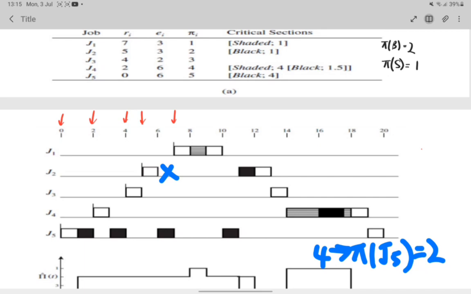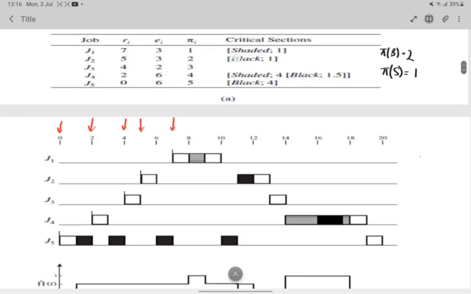And then at time 7, job 1 will be released, so it has the highest priority, so it will get executed for 1 unit. And then for the second time interval, it requests the resource shaded.